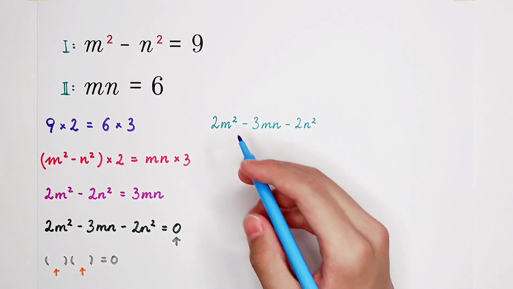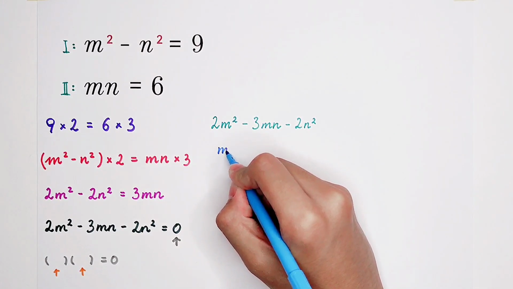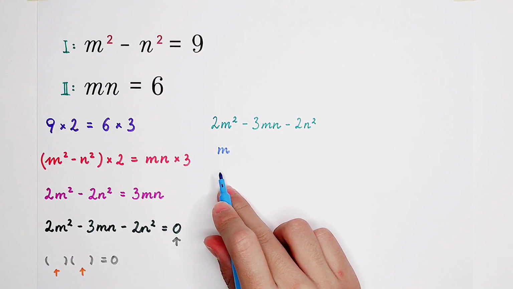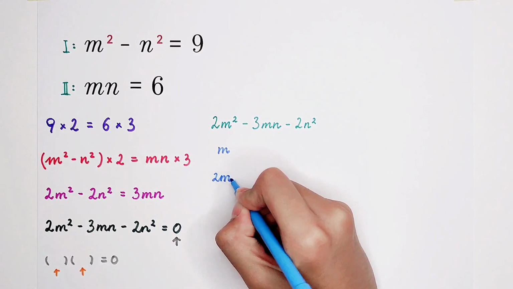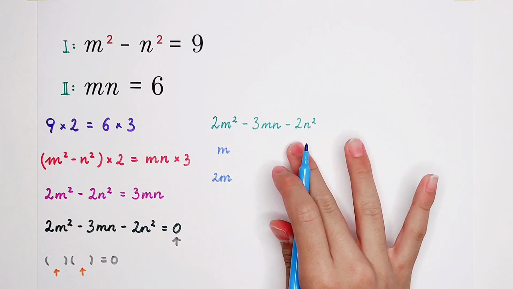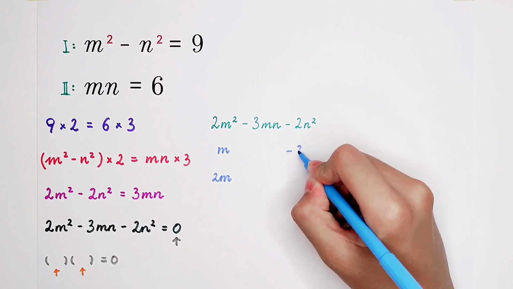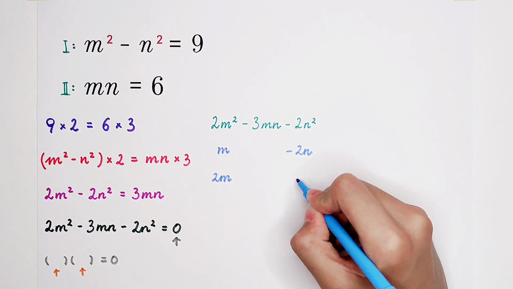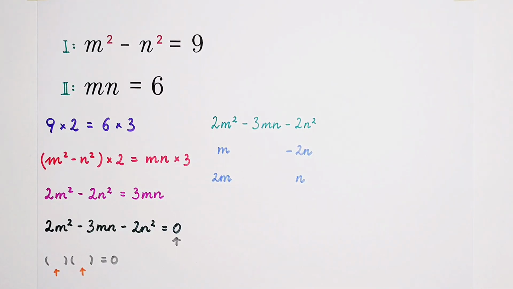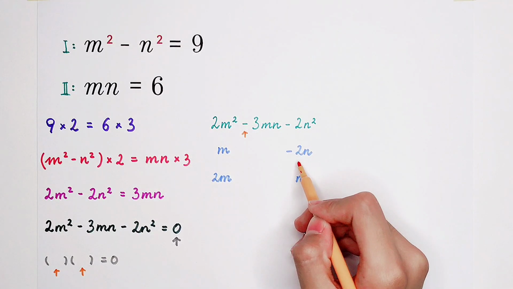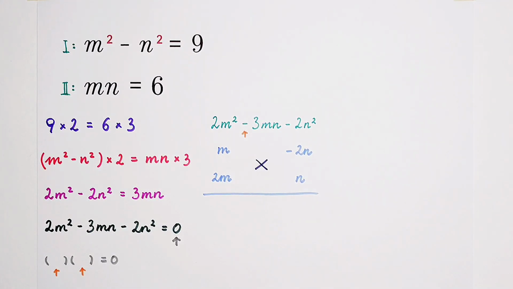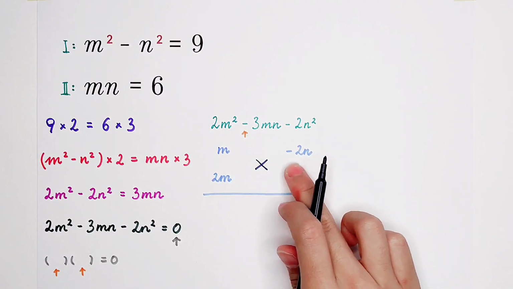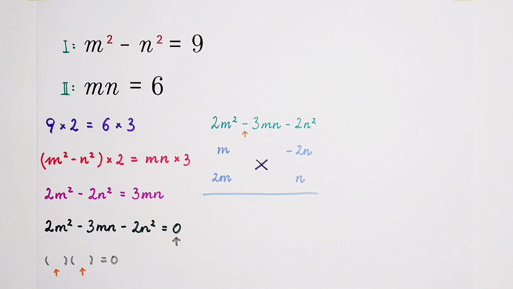This 2 times m squared can be factorized as m times 2m. Negative 2 times n squared is negative 2n times n. Since here is negative 3mn, I've given this negative sign to this 2n. So therefore, what can we get? m times n plus negative 2n times 2m. So what's it?